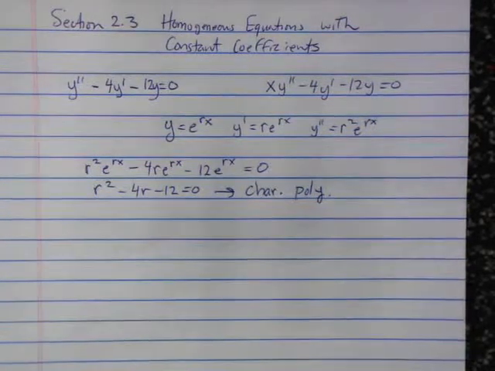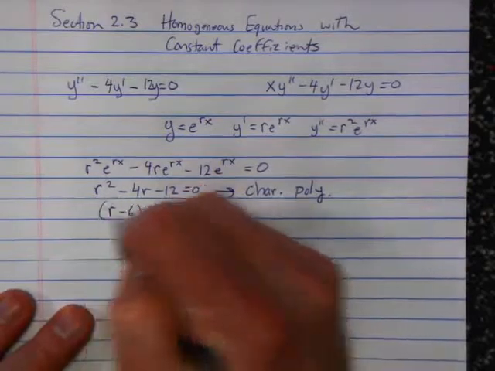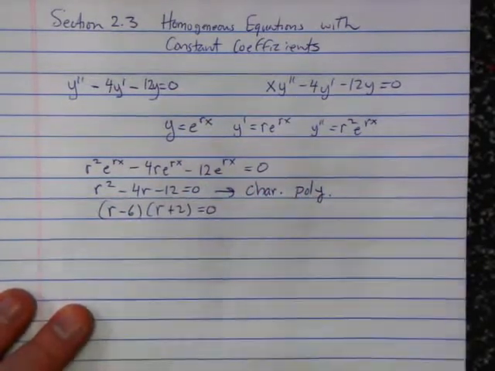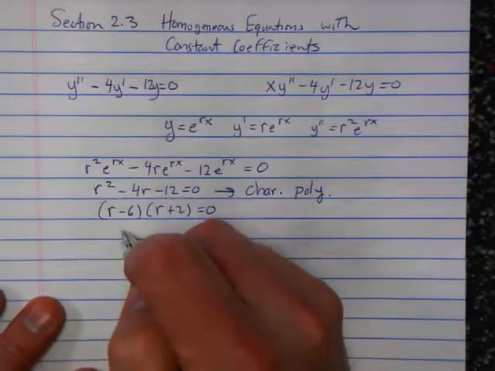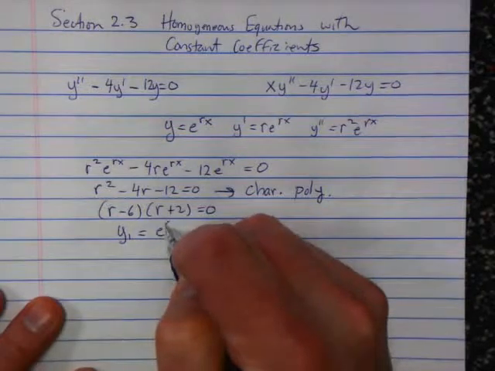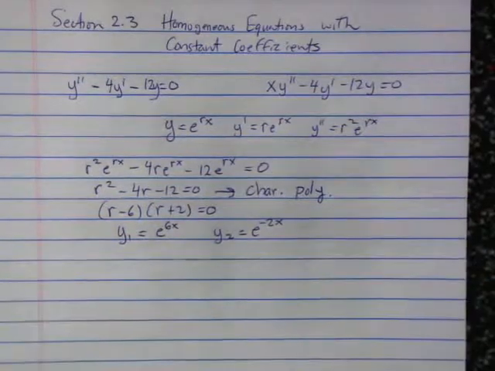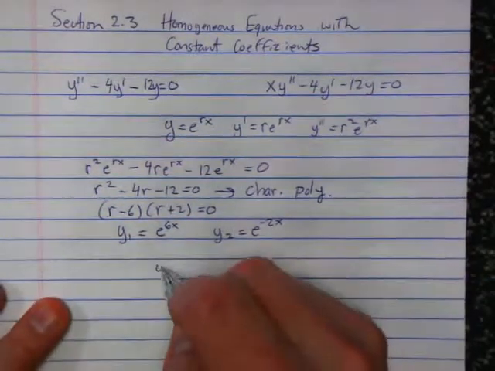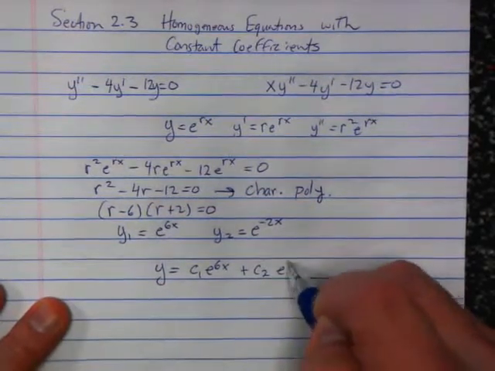And we like that very much because that's a quadratic equation. We know lots and lots of things about solving quadratic equations. How would you solve that? Calculator would be one way. This one factors easily enough. This is r minus 6, r plus 2 equals 0. And so we end up with two linearly independent solutions: y1 is e to the 6x, and y2 is e to the negative 2x. And so our general solution is y equals c1 e to the 6x plus c2 e to the negative 2x.